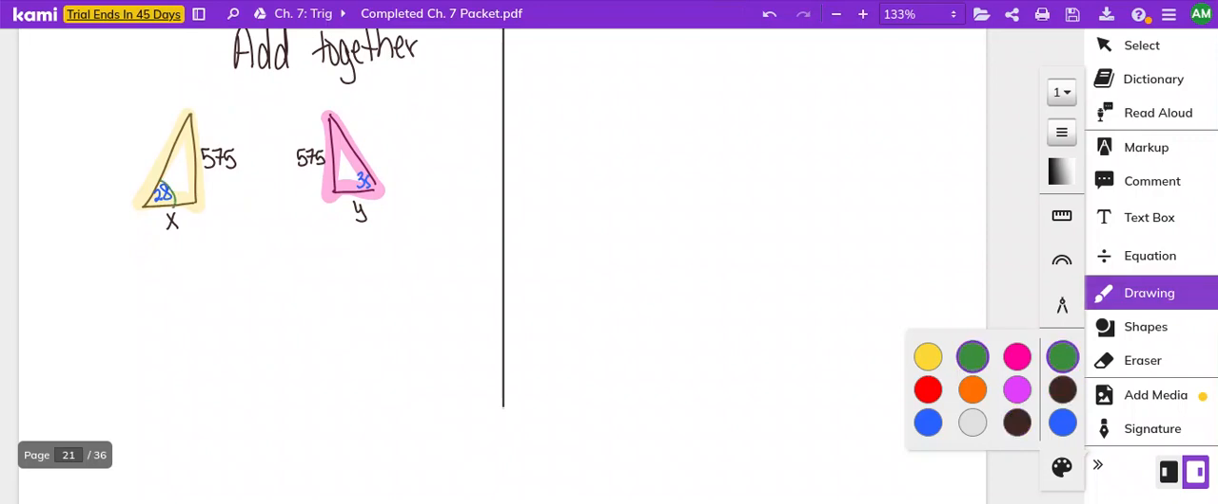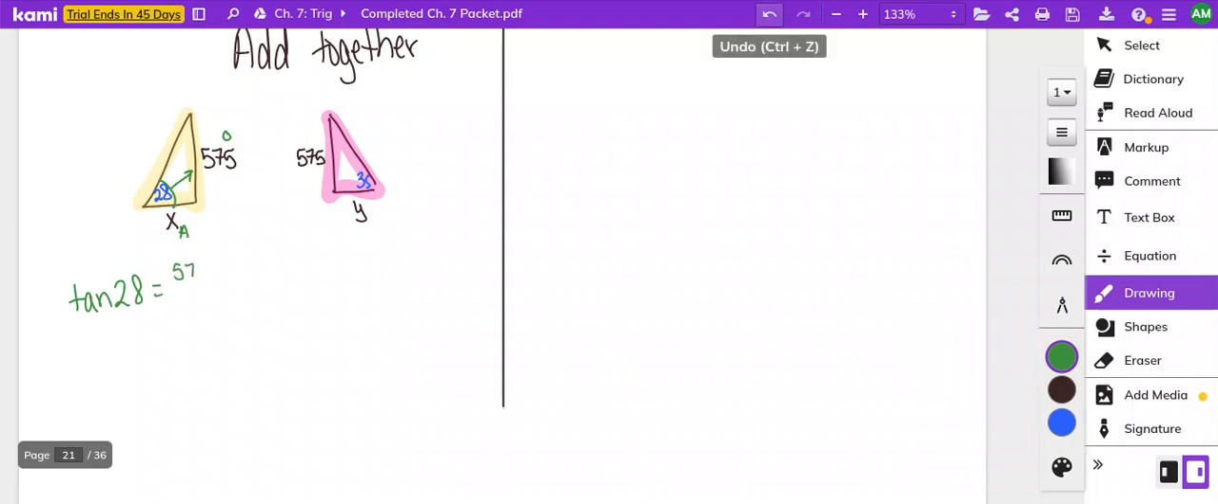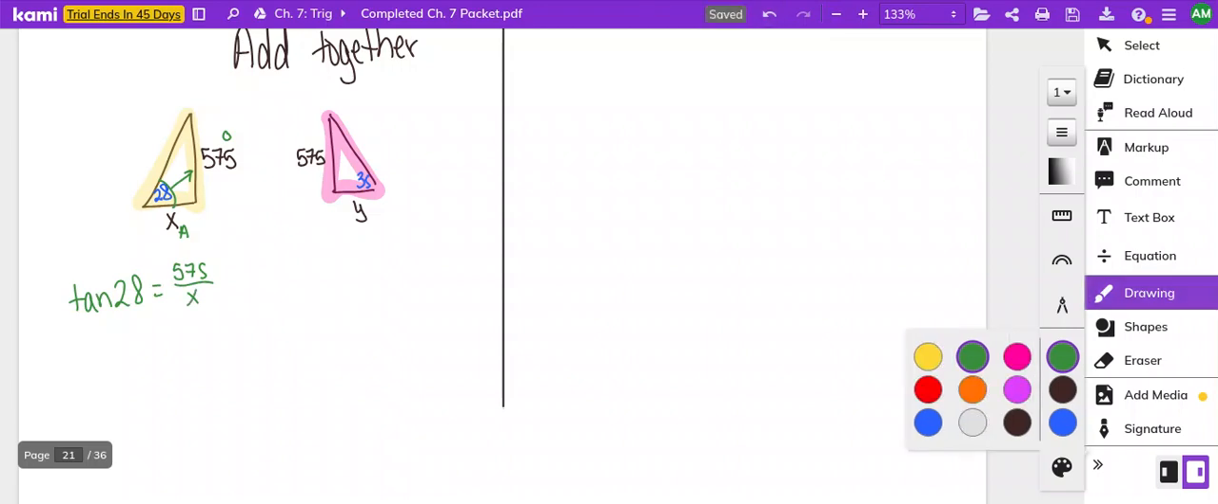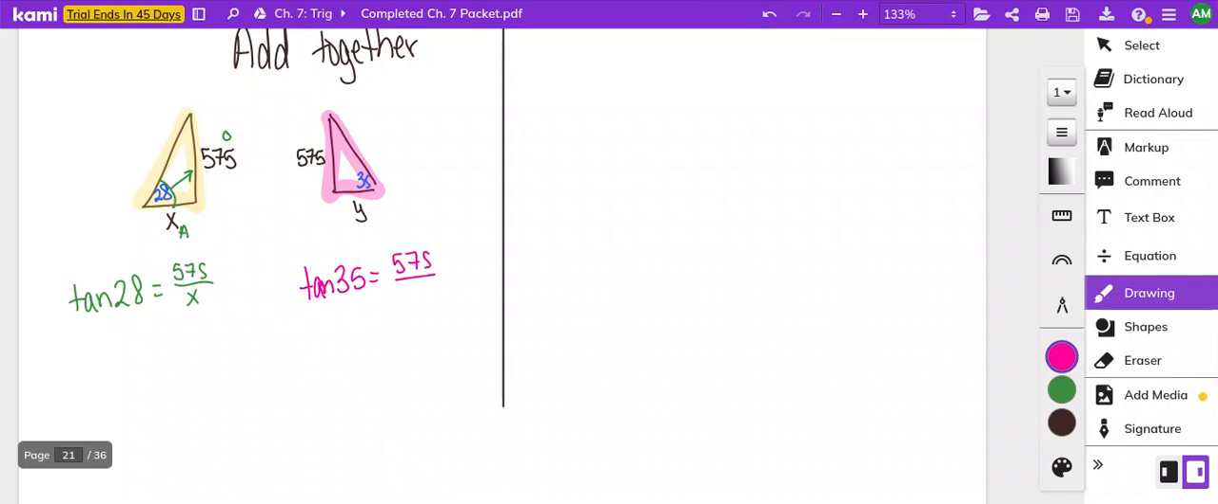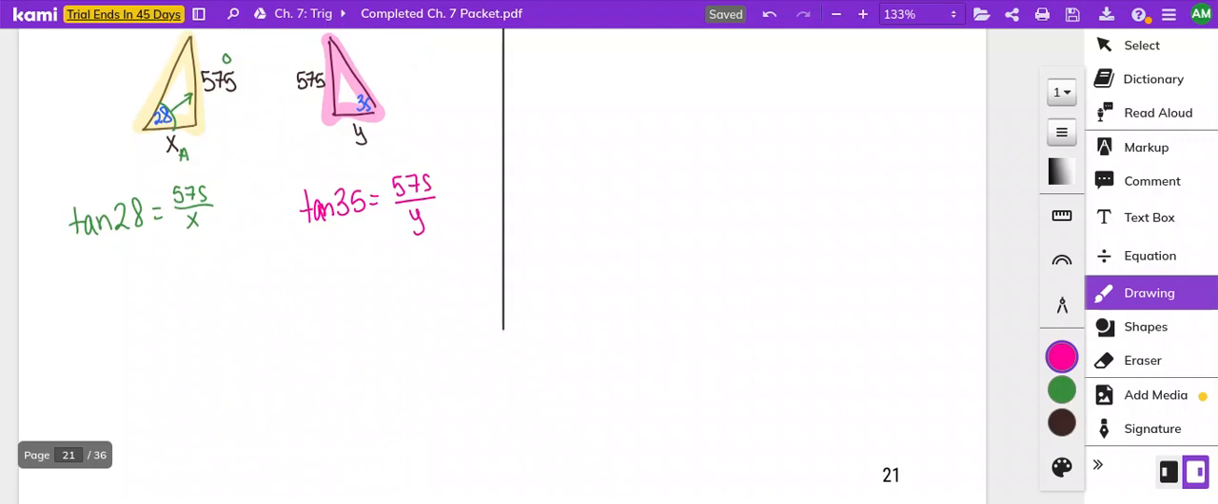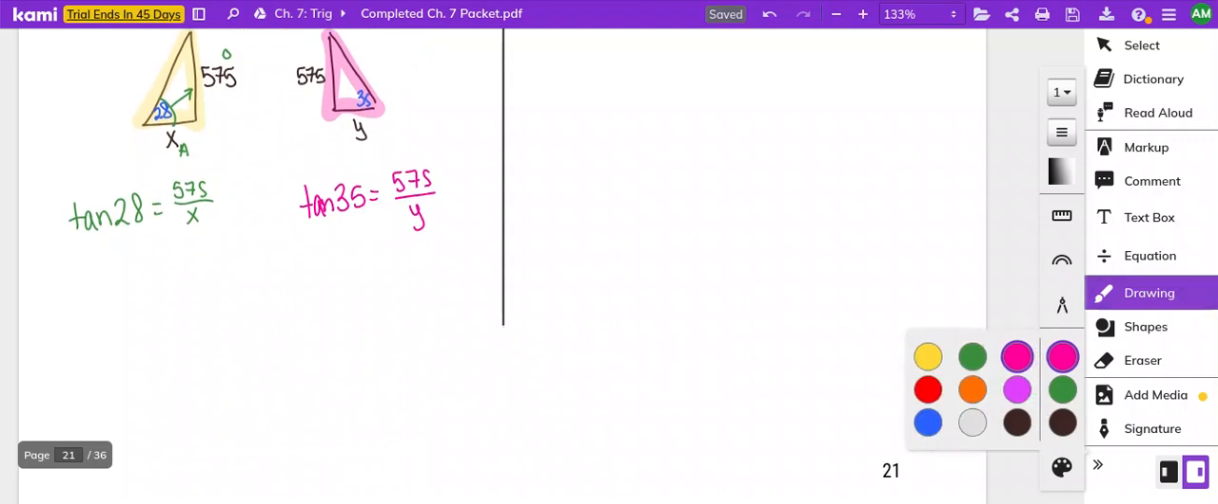Over here, I have my opposite side and my adjacent. So I'm going to use tangent. I was going to write O over A. Tangent of the angle is 575 over X. Now on the other side, I'm going to do the same thing. Tangent of 38 is equal to 575 over Y. Now all you would do here is solve for X and Y, and once you're done solving, you're going to add X and Y together to get your final answer.